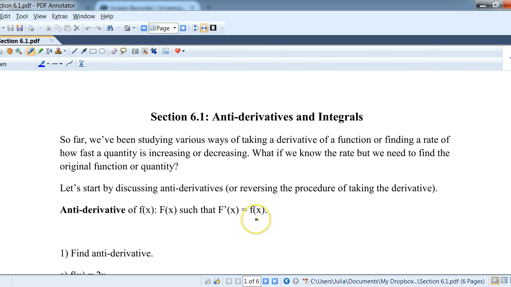So basically you're working backwards. Now you're given a function. How do you find a function that would be the antiderivative? And you can quickly check it. And the idea is basically very simple.